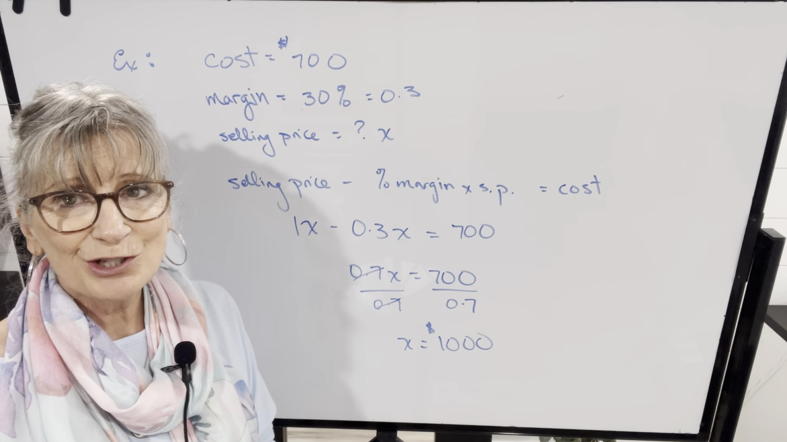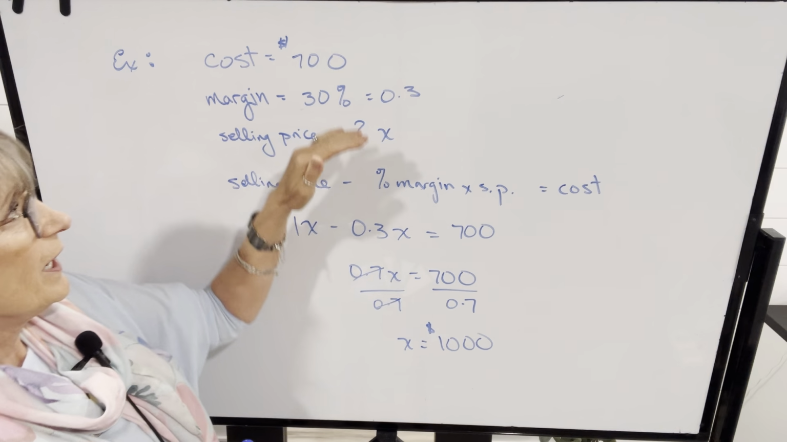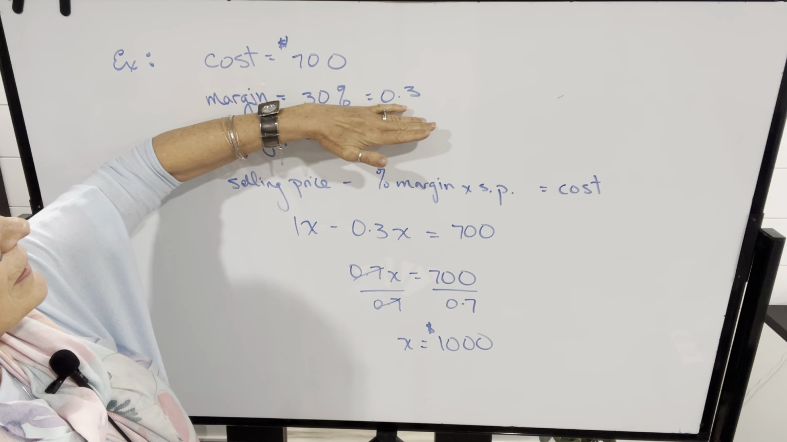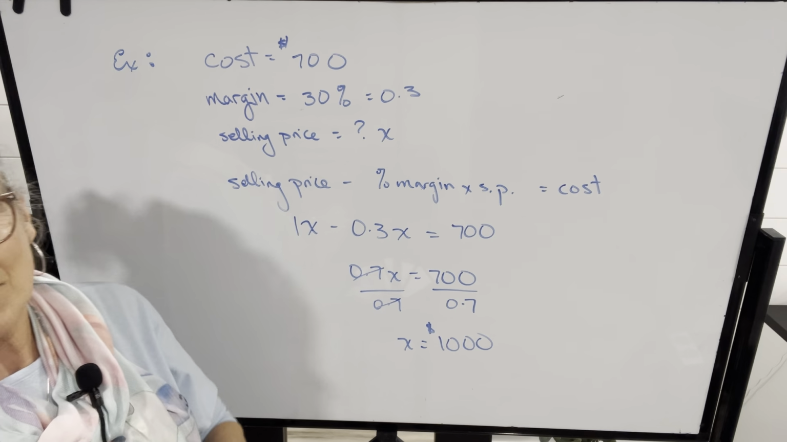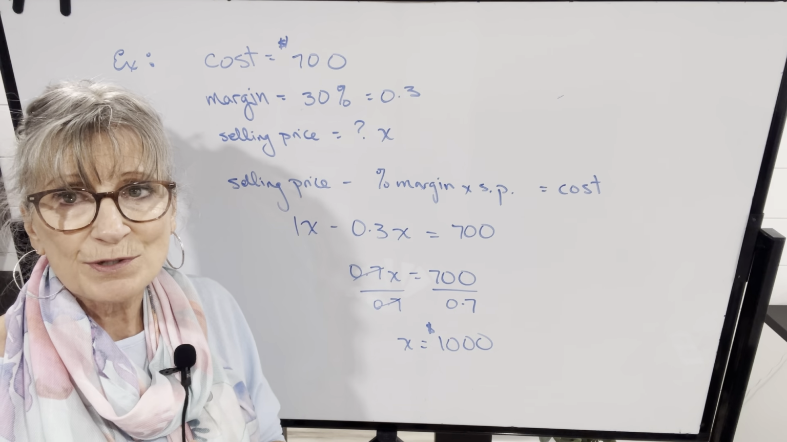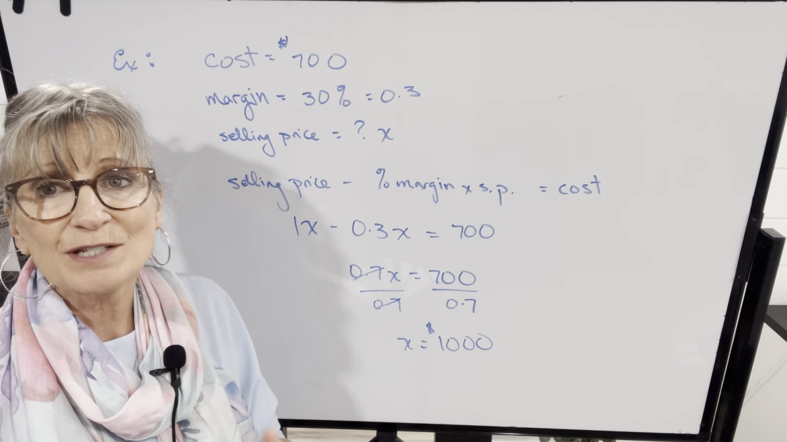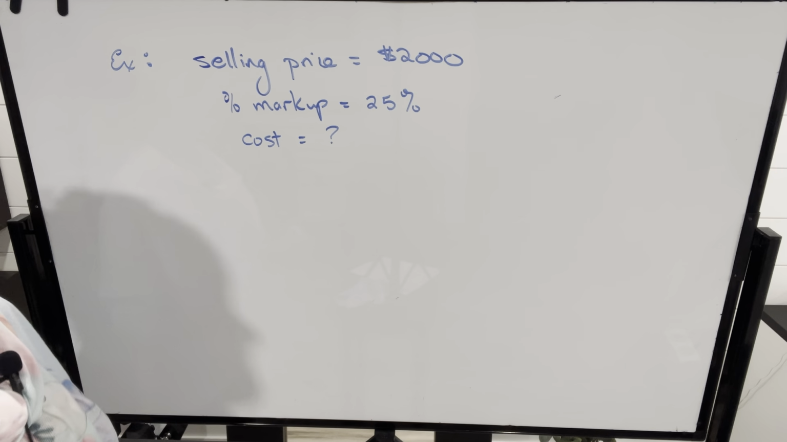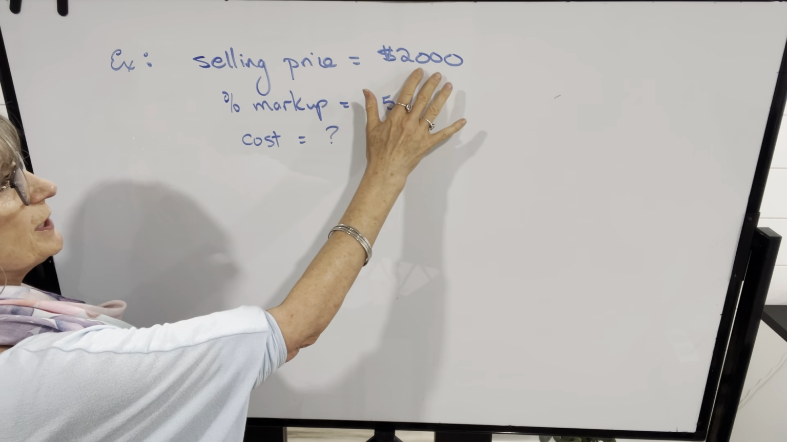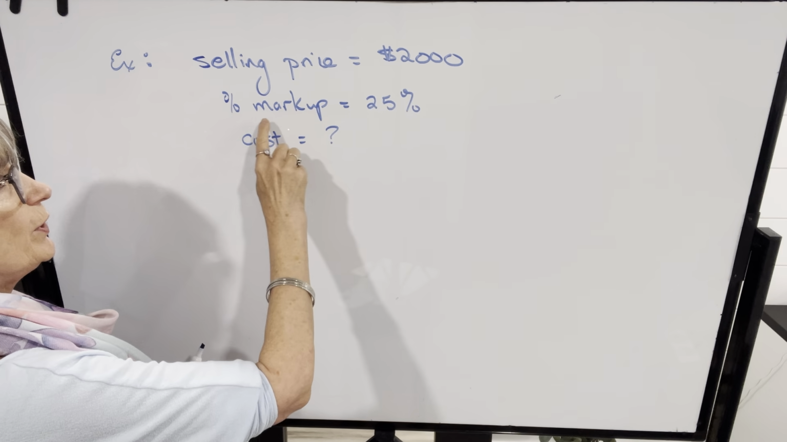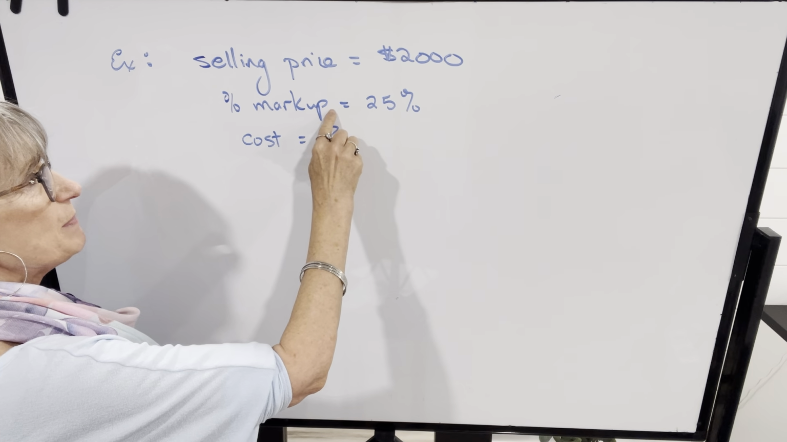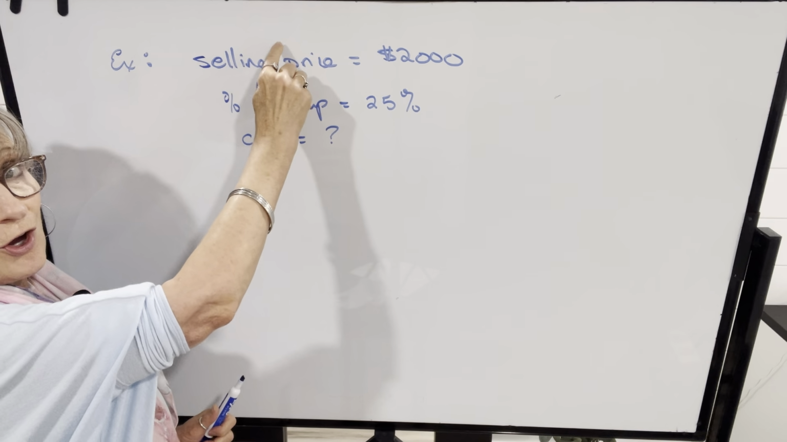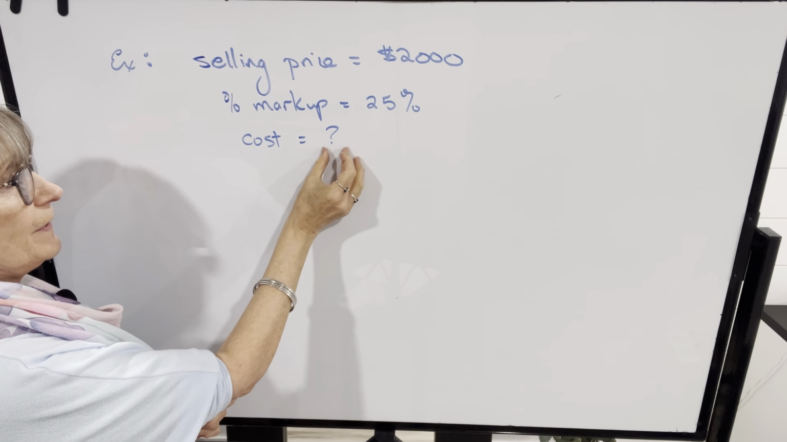So it's a little trickier. We have to use some algebra when we're given the percent, but not the value that that percent is based on. Now let's do a percent markup question where we know the selling price but not the cost. So in this next example, we know the selling price is $2,000. We know the percent markup is 25%. Remember, markup is based on cost, not selling price. We want to find the cost.